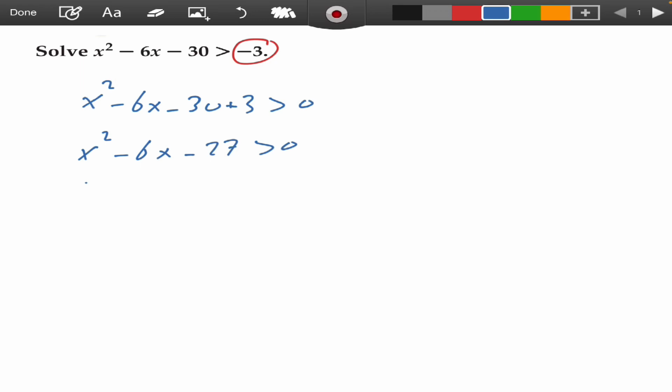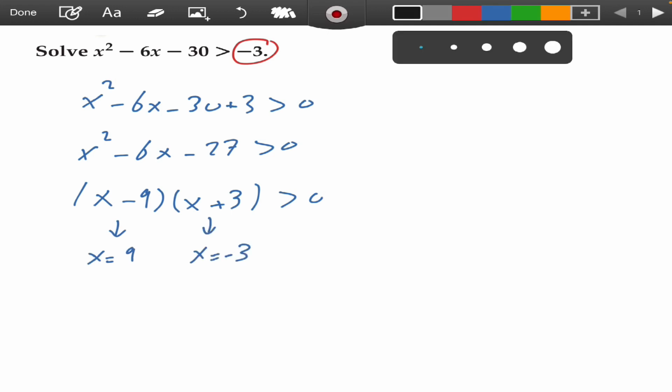Factoring the result using two brackets, x and x. The two numbers are negative 9 and positive 3. Reminding that you can use mod 5.3 on the calculator. Okay, finding the zeros. So from here x equals 9, from here x equals negative 3.